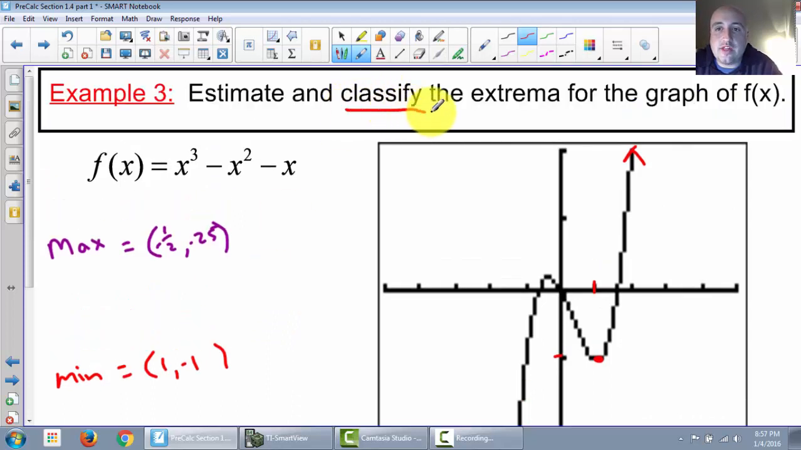Now we have to classify. It says also to classify this. So it's either relative or absolute. Now, because this goes up forever, this maximum here cannot be called absolute because it has higher points. This point is higher than this one here. So if it goes up to a positive infinity, then this one is going to be just called a relative max. Not an absolute because it has points that are higher.